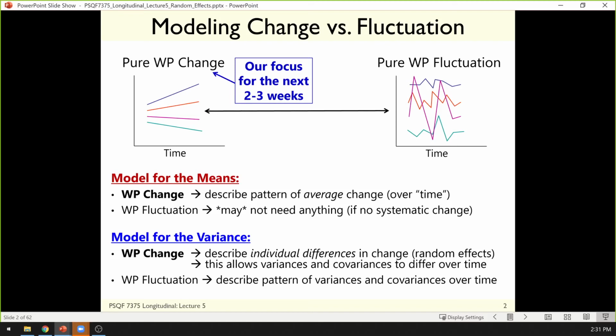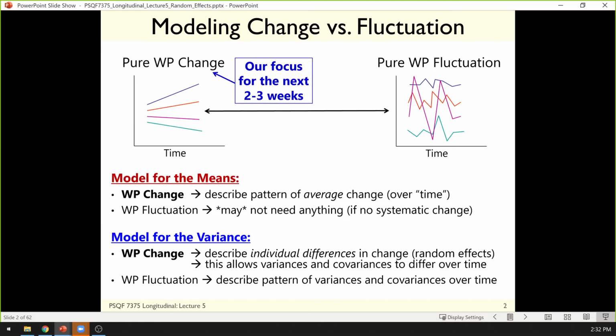The main idea is that we are going to examine what kind of change happens on average. So if we plot the means over time, what are they doing? Are they going up? Are they going down? Do they start going up and then come down? There's all sorts of possibilities. That's what's going to be the role of the model for the means. Fixed effects, average change. What is the shape of the trajectory on average? How do we model that?